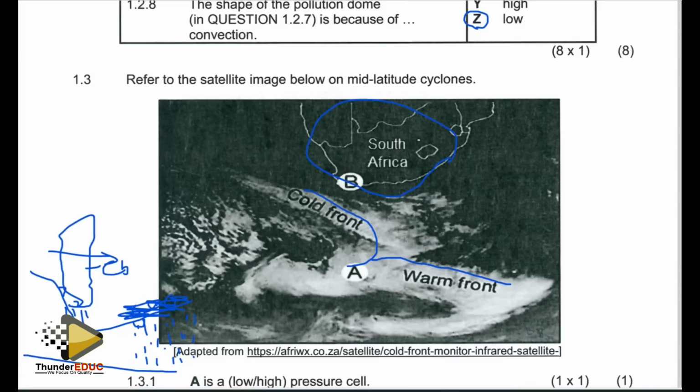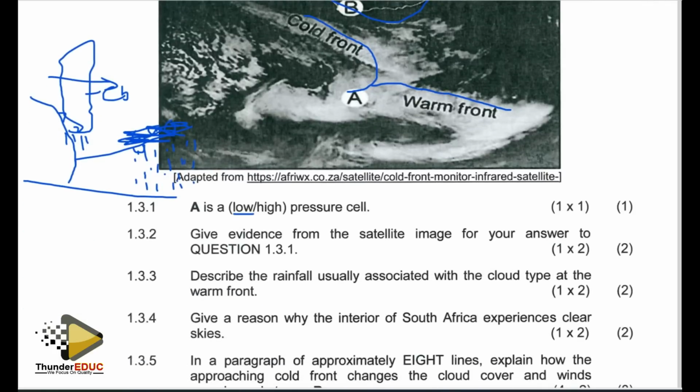If we check this weather system, it's just very close to South Africa here, which means it's likely to impact the western coast of South Africa. When does that happen? This happens during winter. We have the coming of cold fronts or the mid-latitude cyclone affecting South Africa during the winter season. And that is also where we have to find out that we have clear conditions over South Africa.